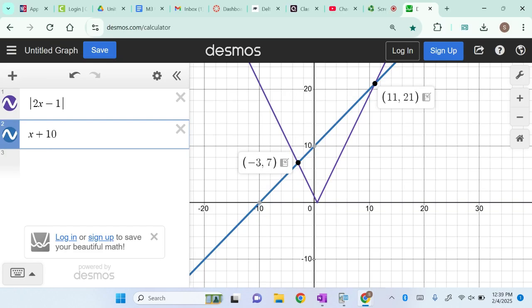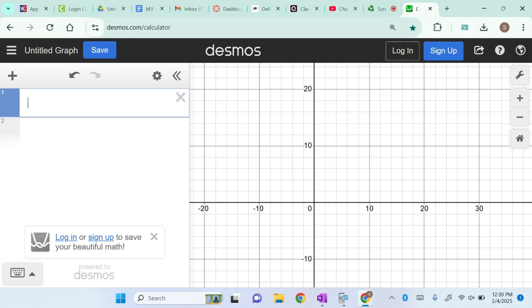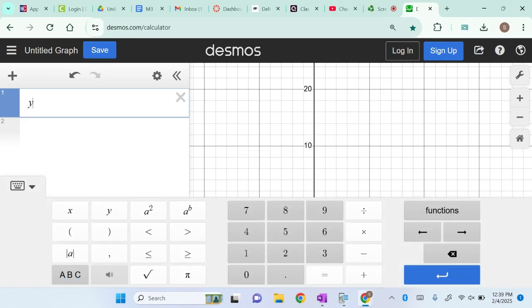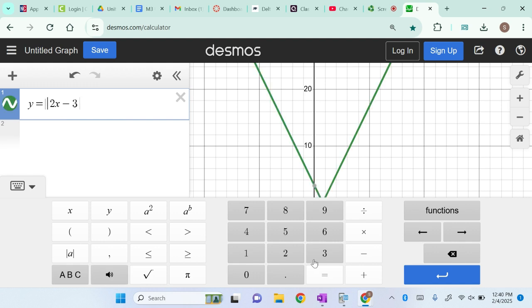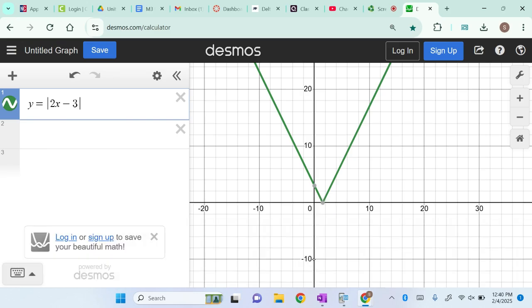So I'm going to put this equation in real quick. So y equals the absolute value of 2x minus 3. And I put 2 equals in there so it won't generate. There we go. Now, who remembers how to make a table to generate values in Desmos?